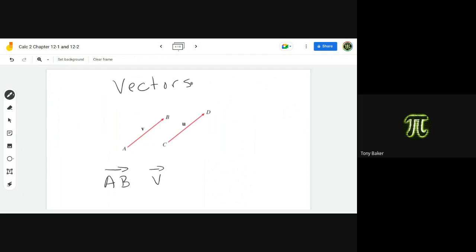So these 2 vectors, vector AB, is equal to vector CD. Because they are going the exact same direction, they have the exact same length. Even though they don't start at the same point, that doesn't actually matter.